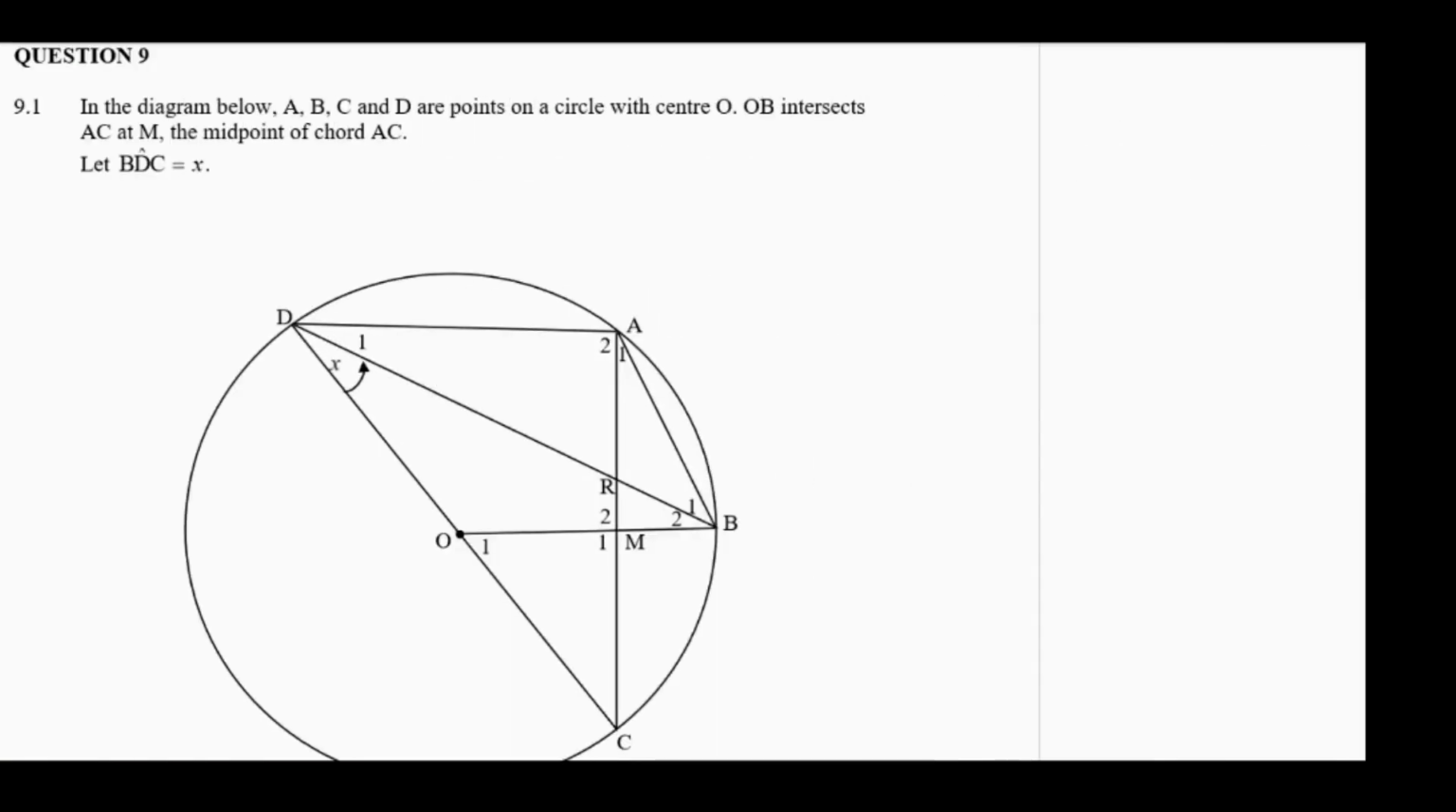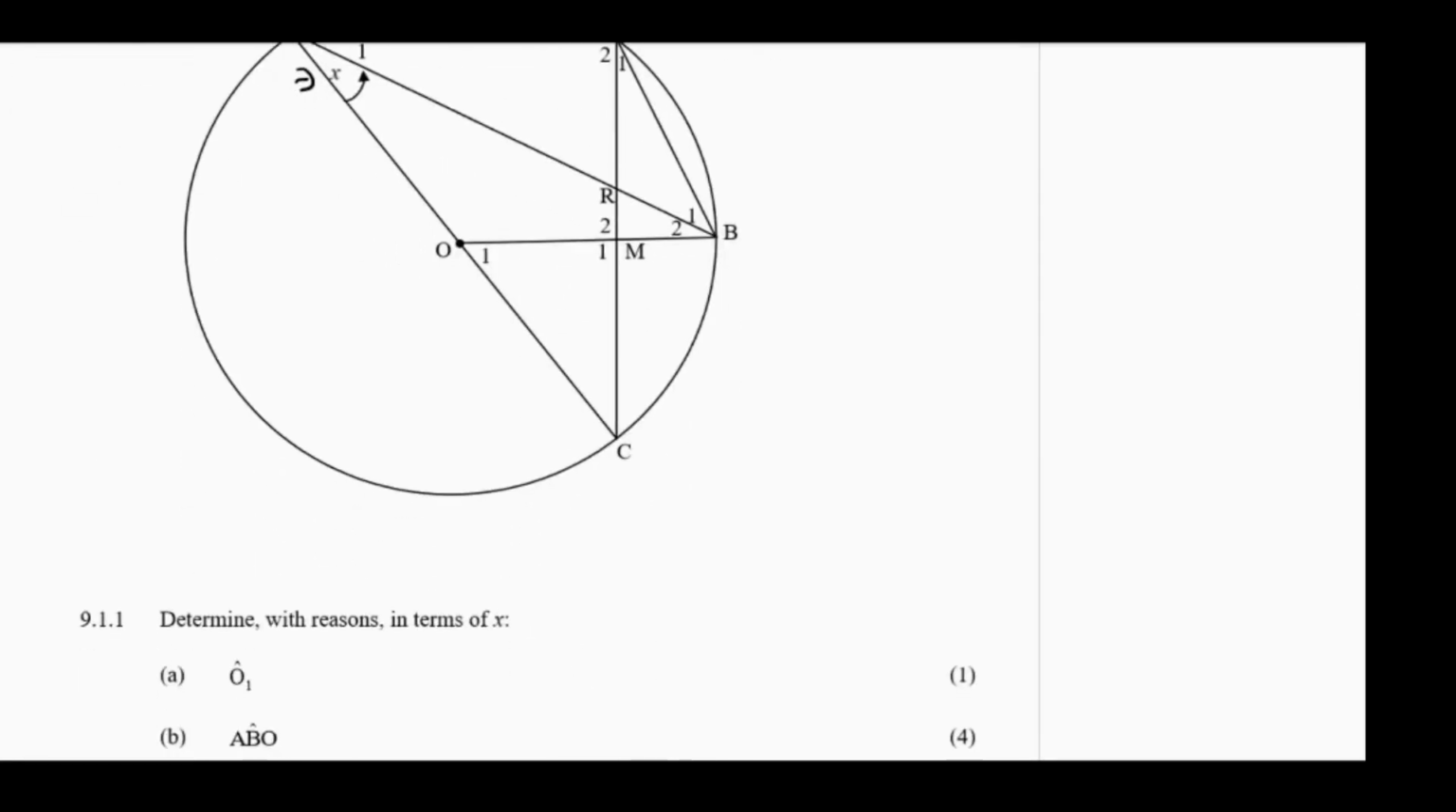Now we're going to do question 9. So the statement here says that in the diagram below, we have points A, B, C and D on the circle here, and we are told that OB intersects AC at M, the midpoint of chord AC, right? We're also told that BDC is equal to X. So this angle of D is equal to X, which is this one here. So now we're going to solve the following questions.